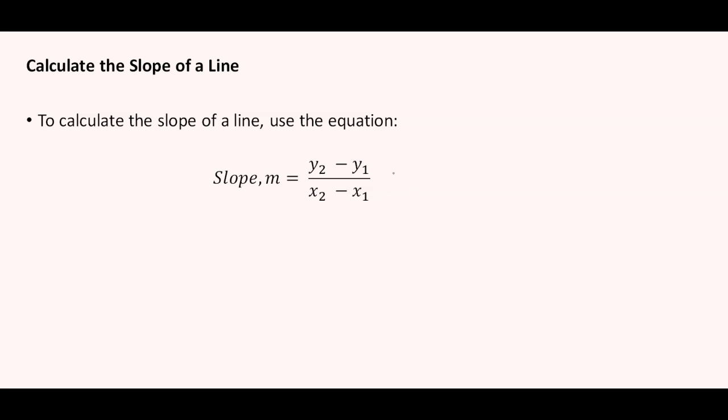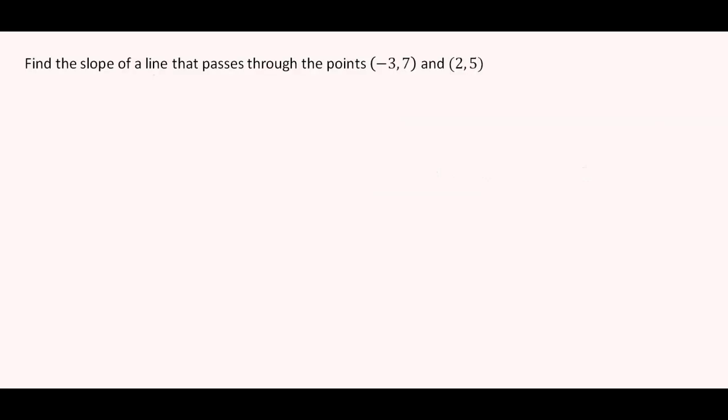So to calculate the slope of a line, we use the equation y2 minus y1 over x2 minus x1. Also realize that this will be the same if you have y1 minus y2 over x1 minus x2. The whole concept of this is rise over run. So that is the main thing we're trying to do here. So let's look at an example.